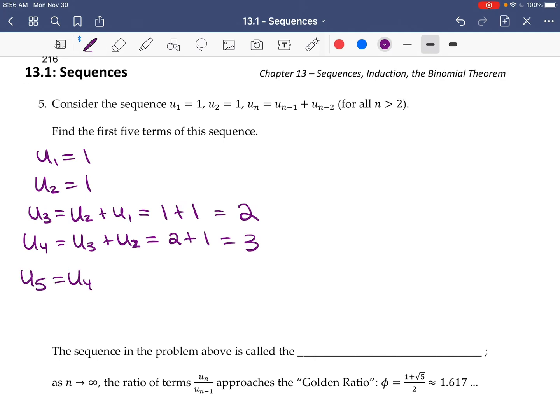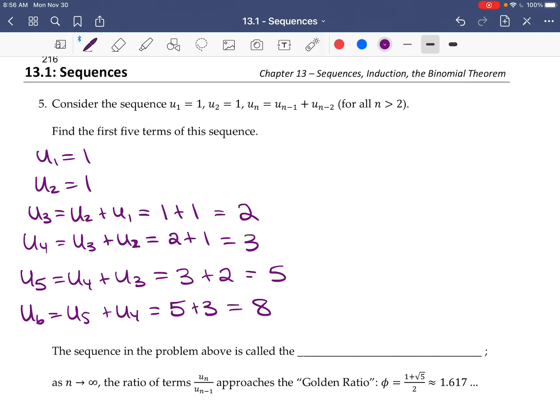u5 is going to be u4 plus u3. So u4 was 3, u3 was 2, so this is 5. And if I did u6, it would be u5 plus u4, so it's going to be 5 plus 3, which is going to be 8. Okay, and it just keeps going like that.